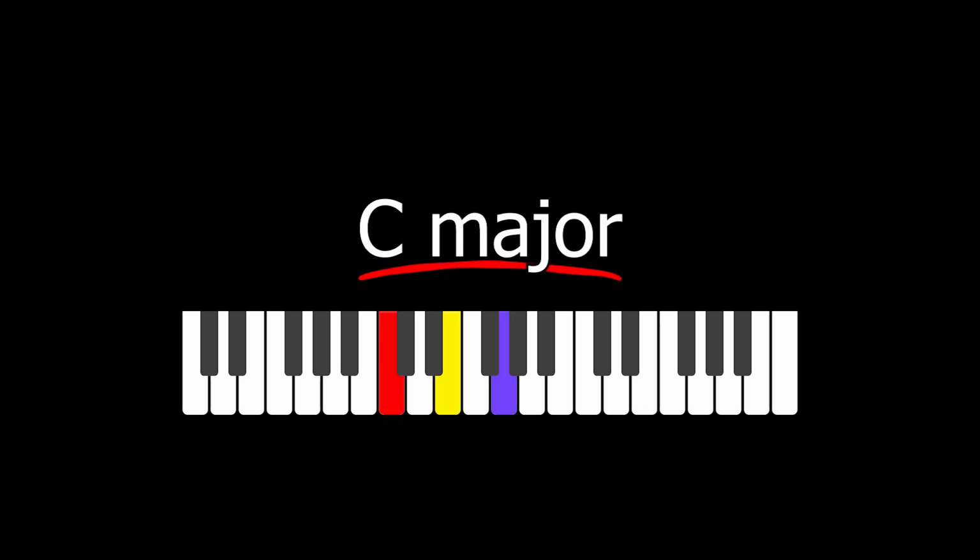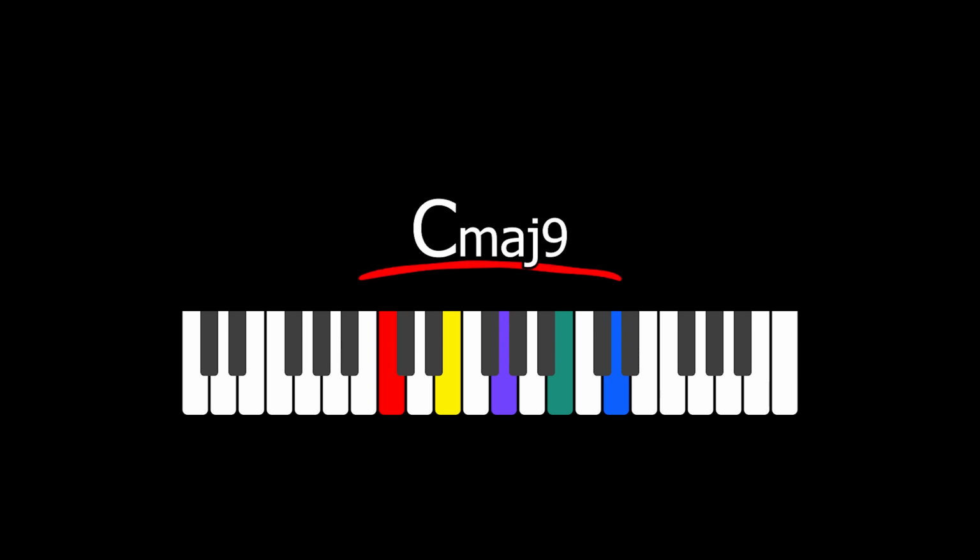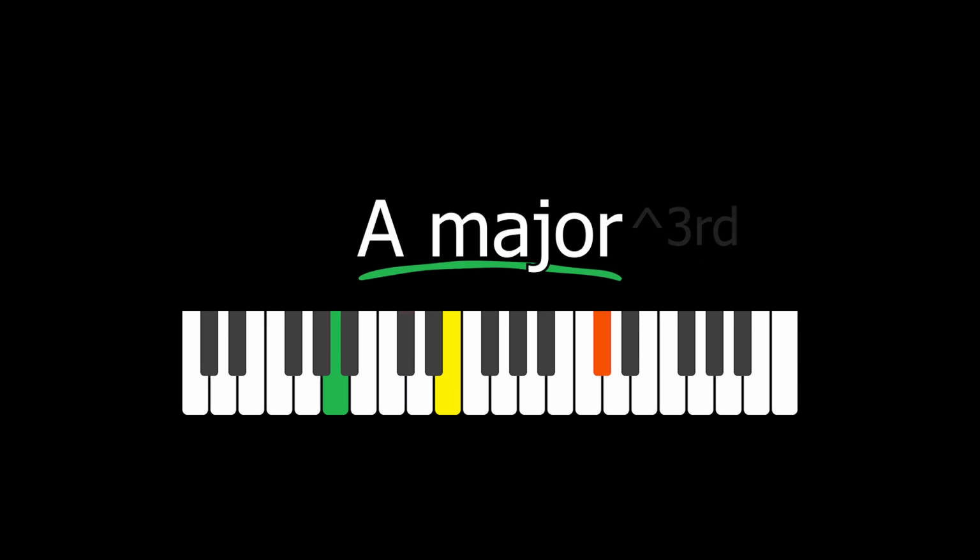Next, the C major should provide a satisfying resolution after the intensity of the previous chord. So let's just add a 7th and a 9th, like we did with the D minor, making it a C major 9. For the final chord, the A major, I'll voice the 3rd an octave up again, just like I did with the G chord.